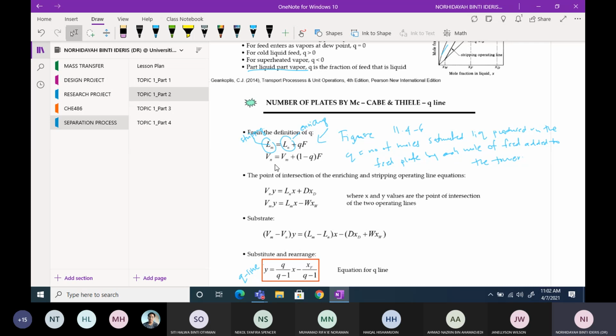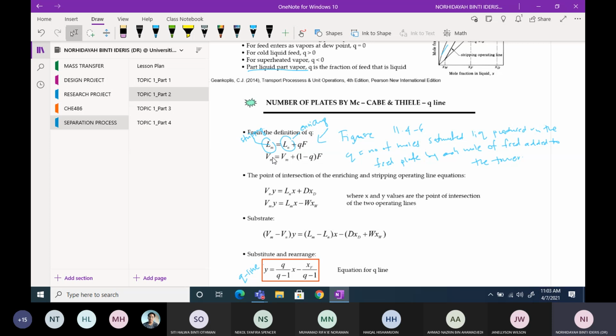Alright, so sama juga. So whenever you see this M, usually M refers to the flow rate, either L or V inside the stripping part. Okay, so you see the N here, biasanya N refers to any molar flow rate, either V or L in the enriching part.